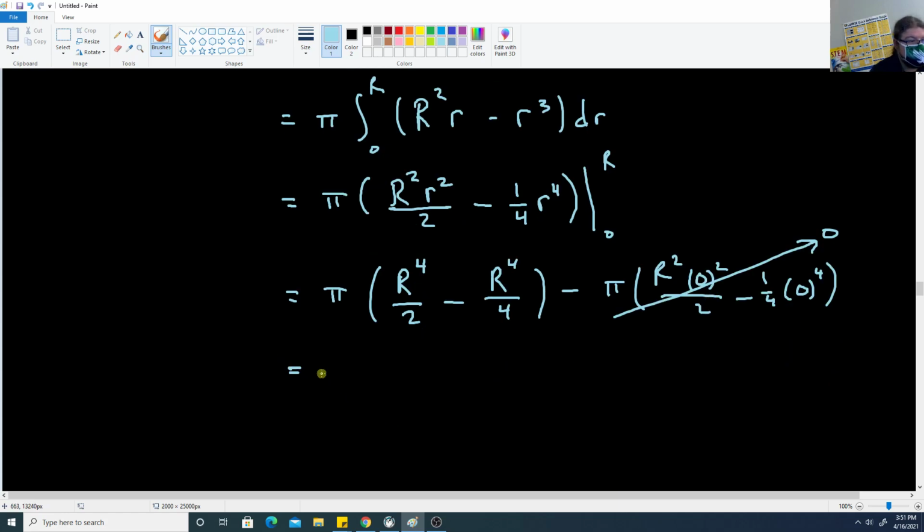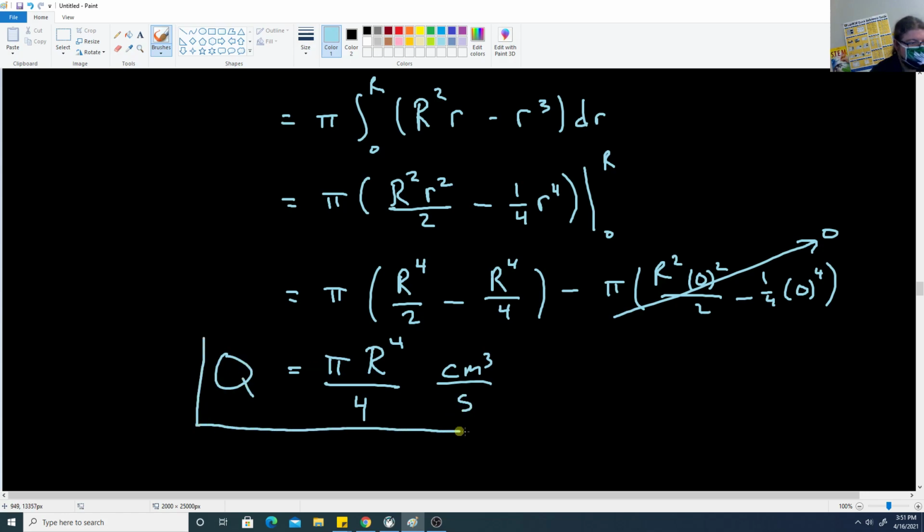So this will say pi times R to the 4th over 2 minus R to the 4th over 4, which will be R to the 4th over 4. And this is a flow rate, so that'll be cubic centimeters per second, and that will be our flow rate in that situation.